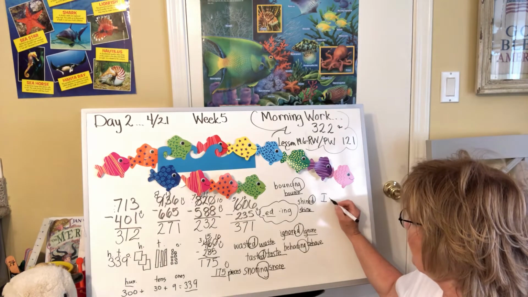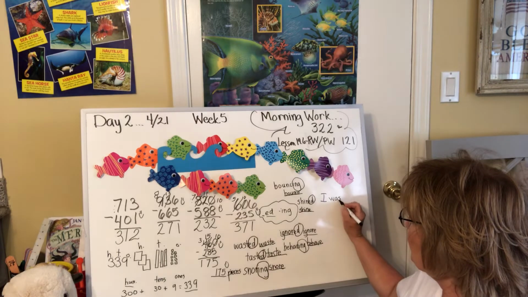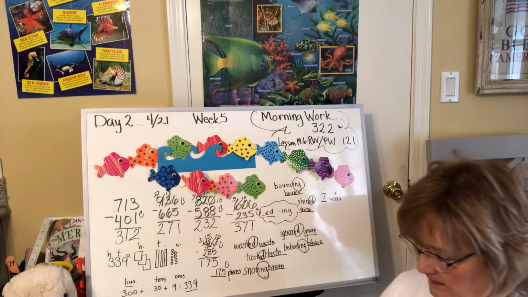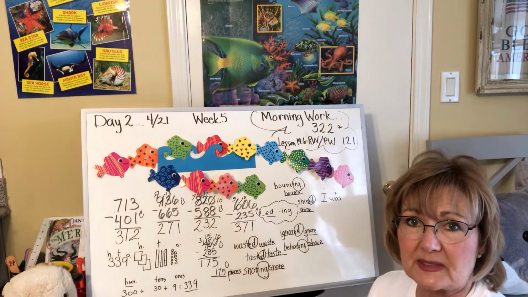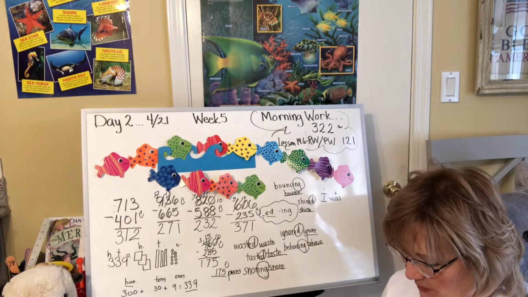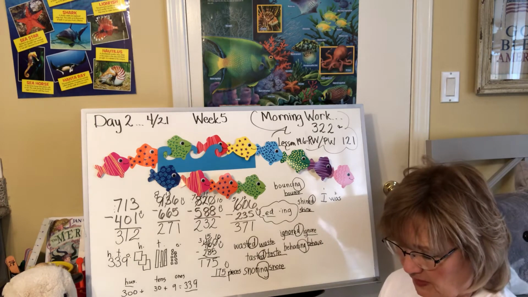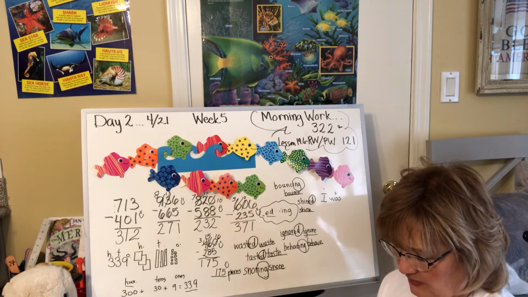Was, good. That gets a number 2. I was what? Do you know what startled means? That means scared. So put a number 3 for startled. I was startled, number 3. What scared you?